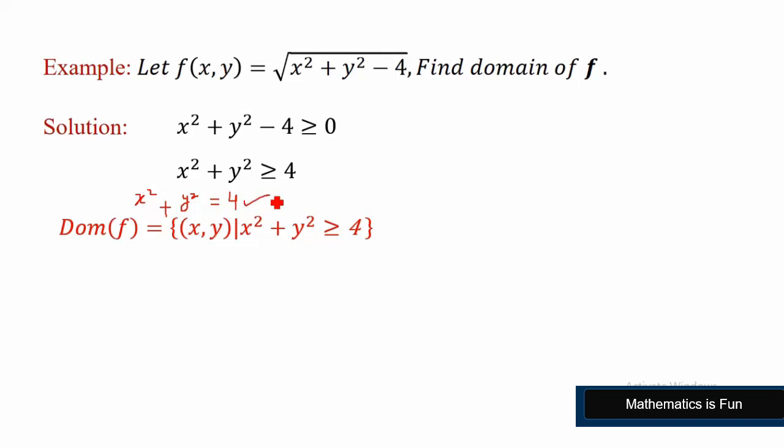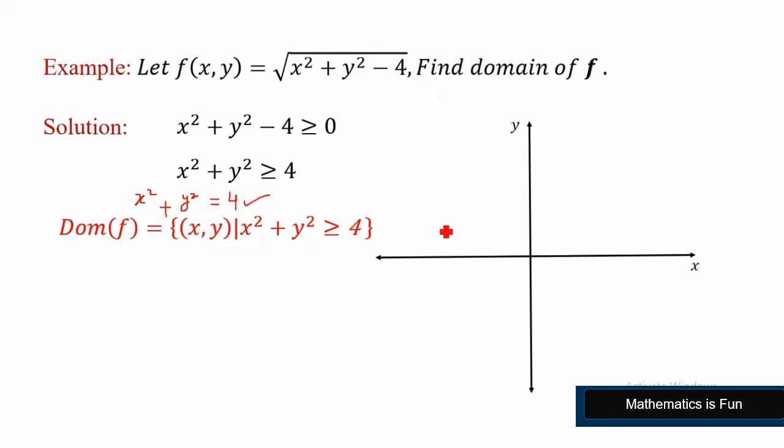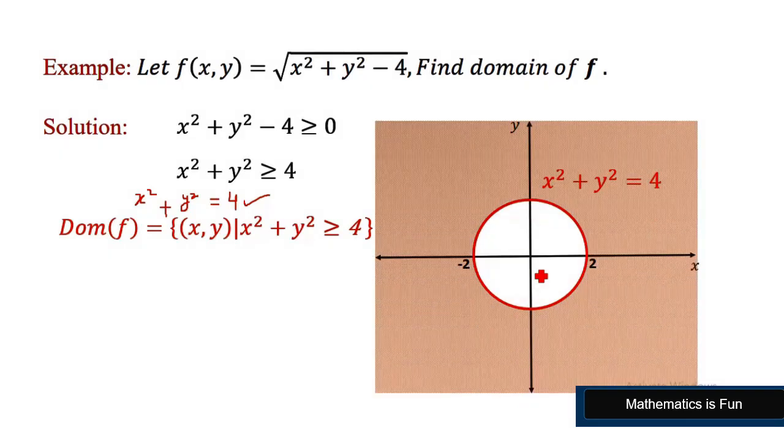Let's sketch the domain for the given function. This is the coordinate axes, x-axis and y-axis. First, I will sketch the circle x square plus y square is equal to 4, and the points outside the circle are the domain for the given function. So here this equal sign indicates that boundary points are also included in the domain, and greater than means all the points outside the boundary of this circle are included in the domain of the given function.